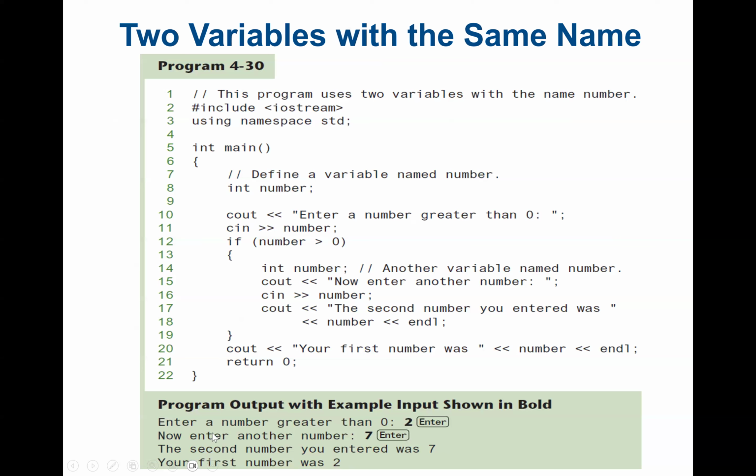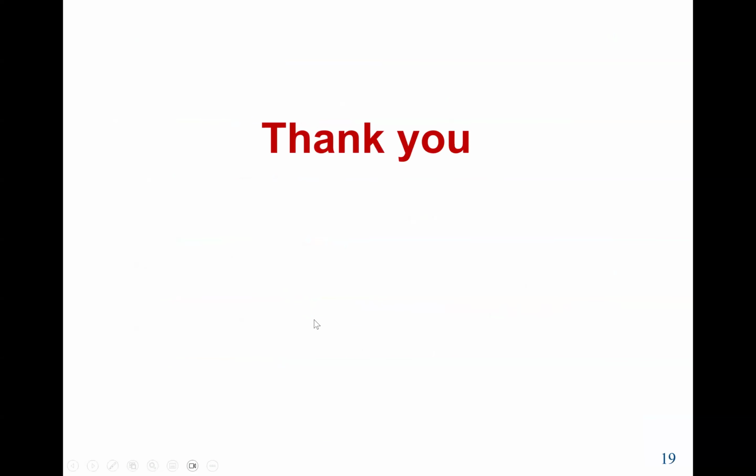So here, for example, you can see we enter 2 for the outer number. Then we enter 7 for the inner number. Now we can see that the first cout will print 7 because that is the inner number, the variable in the if condition. Then the last cout will be printing outside, so it will print 2. So that's the concept of local variable.